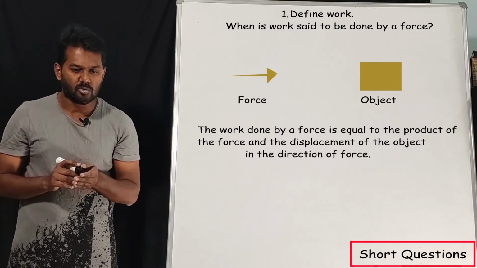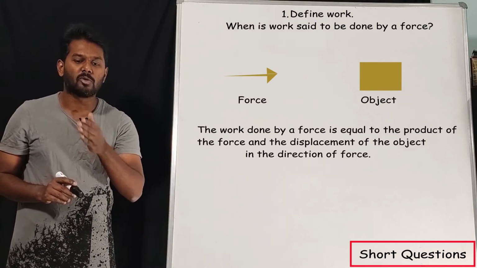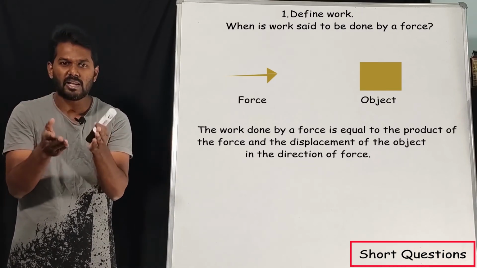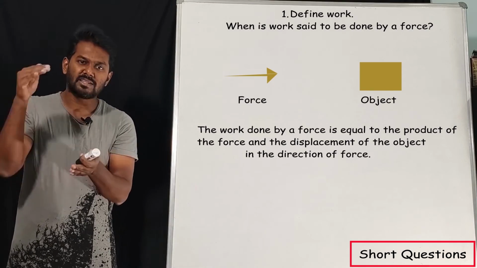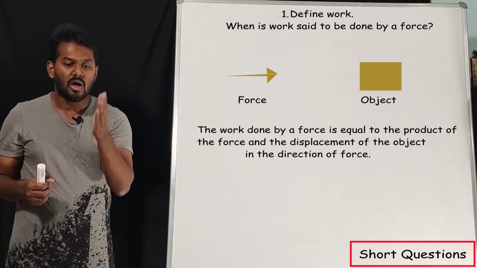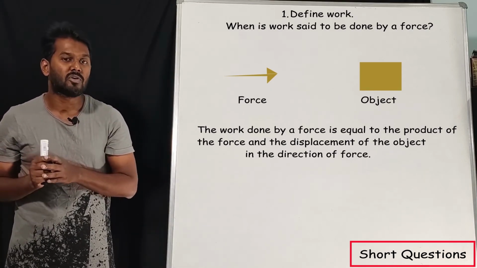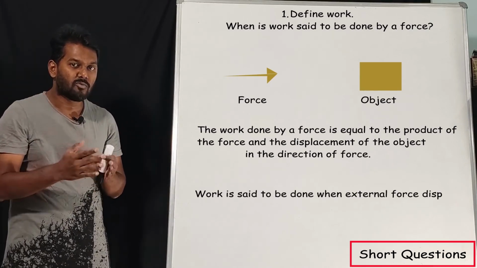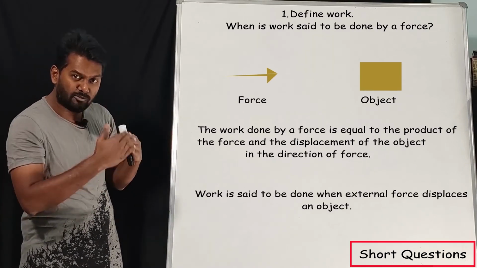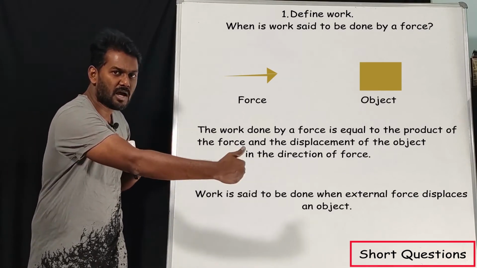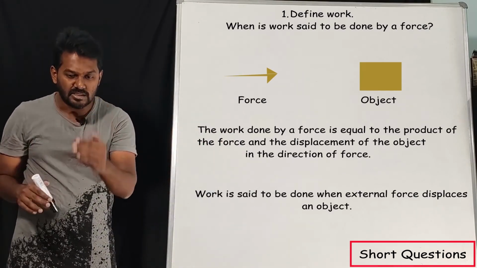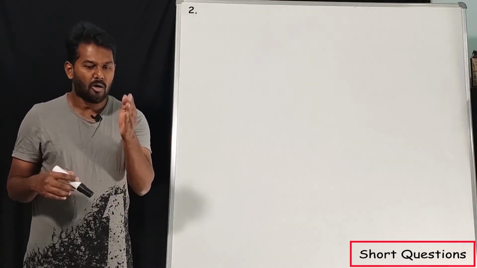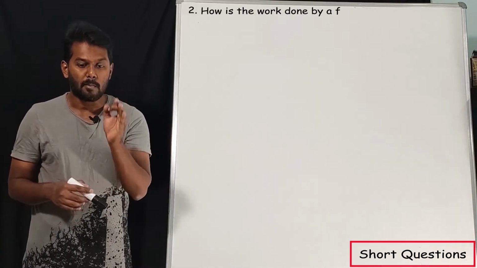Then they are asking one more question. When is work said to be done by a force? Okay, listen, if you understand the meaning of that question, the answer is hidden in that question only. Work is said to be done by a force when the force displaces the object. Whatever force you are applying, if that force displaces the object, then it is said that work is done by the force.